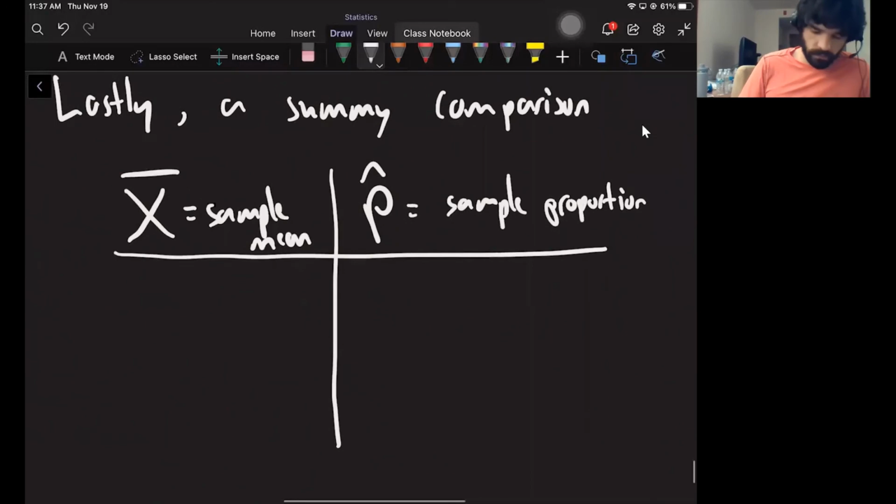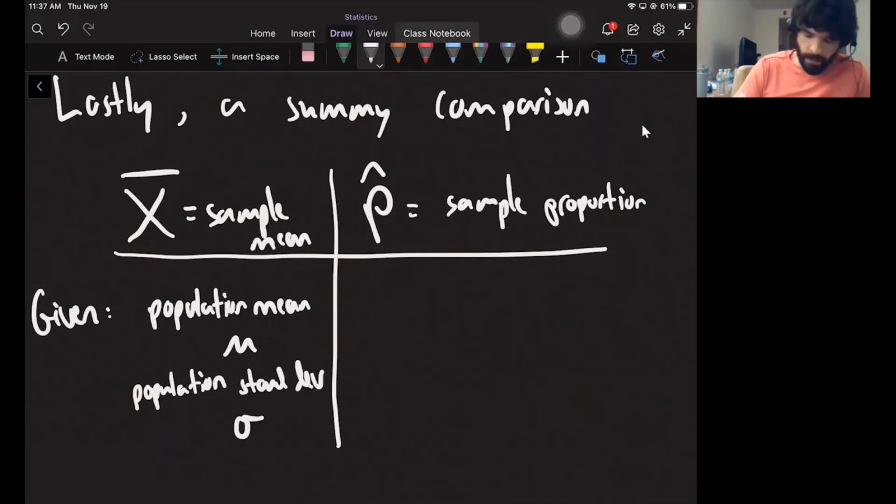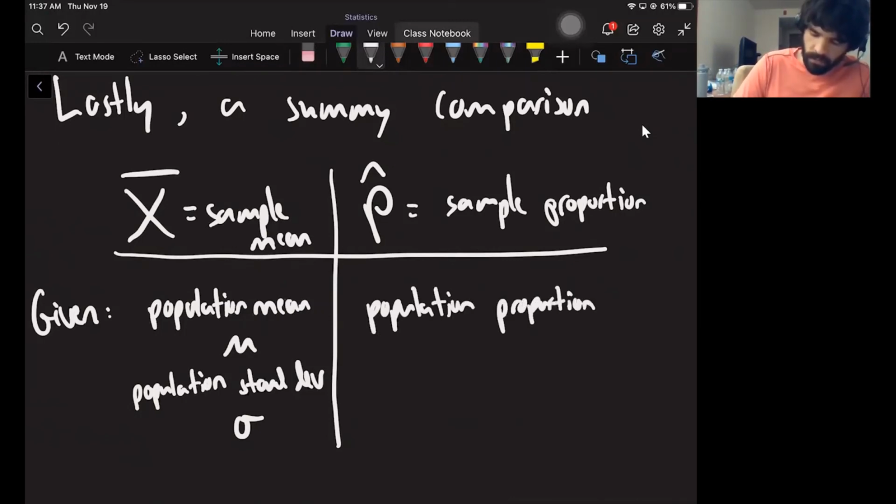And then for sample mean problems, you're always given a population mean, and that's mu, and you're given a population standard deviation, and that's always called sigma. But for sample proportion problems, you're just given the population proportion, and that's called little p.